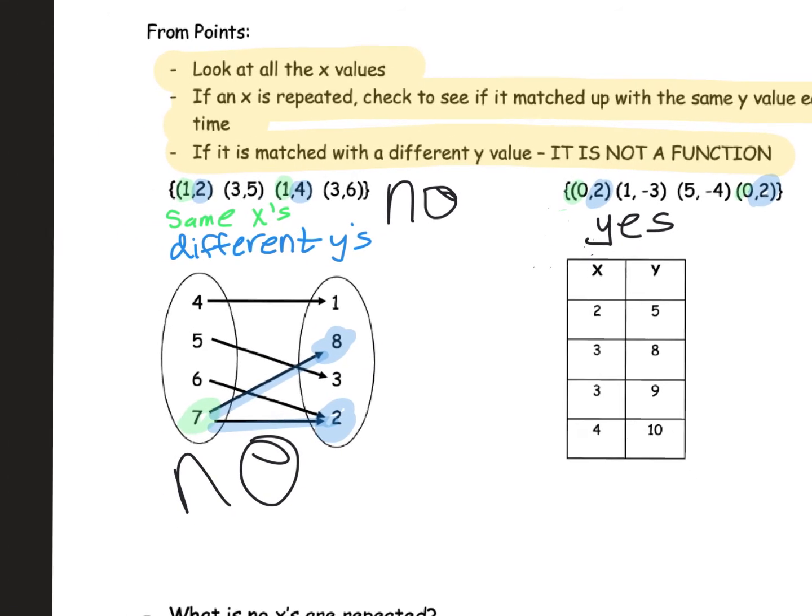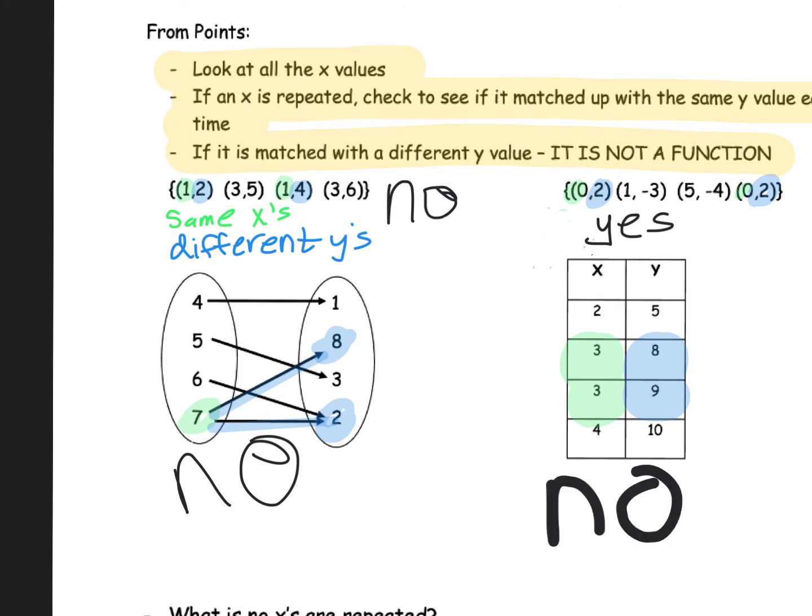And last but not least, how about in my table? Is that a yes or a no? No. We've got 2 3s, which is okay as long as they've got the same y value. No, right.